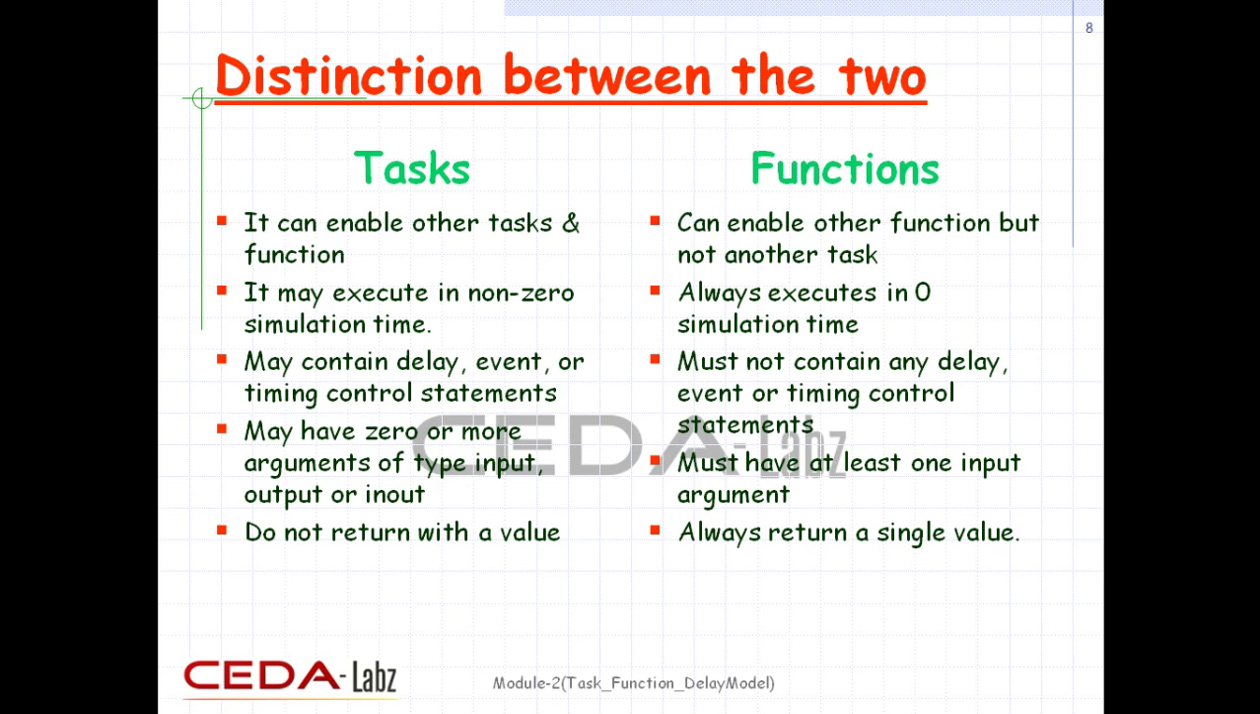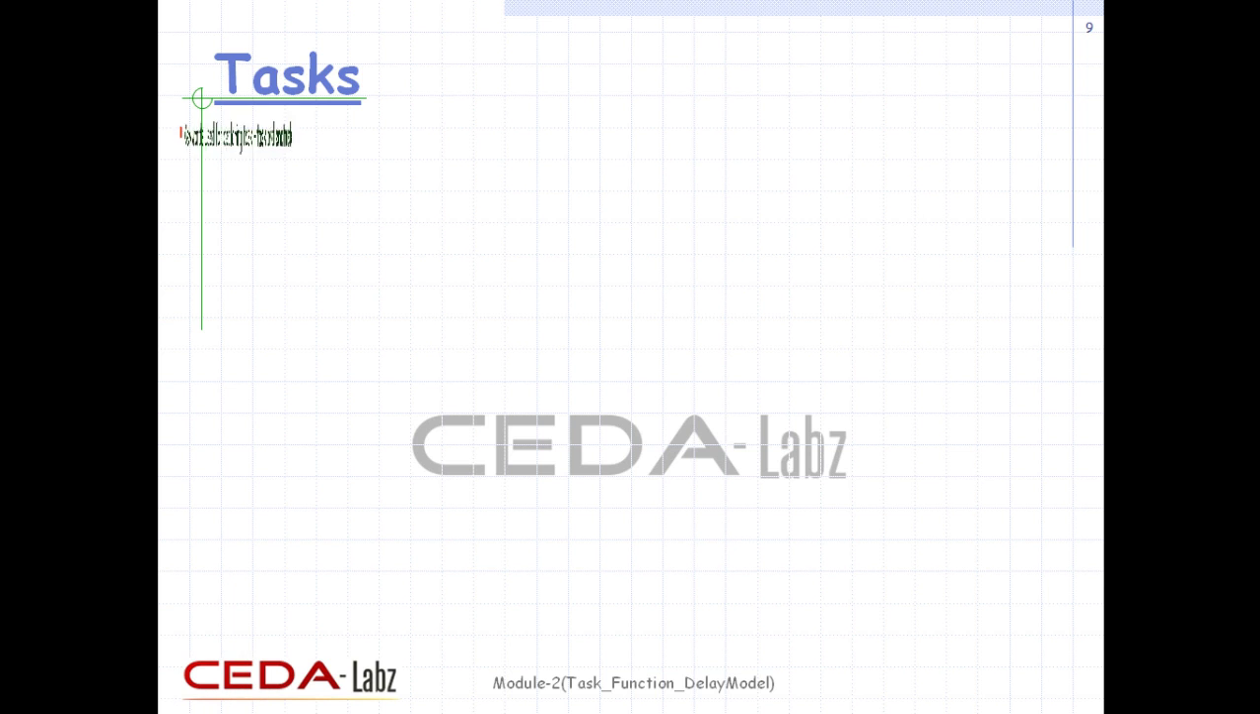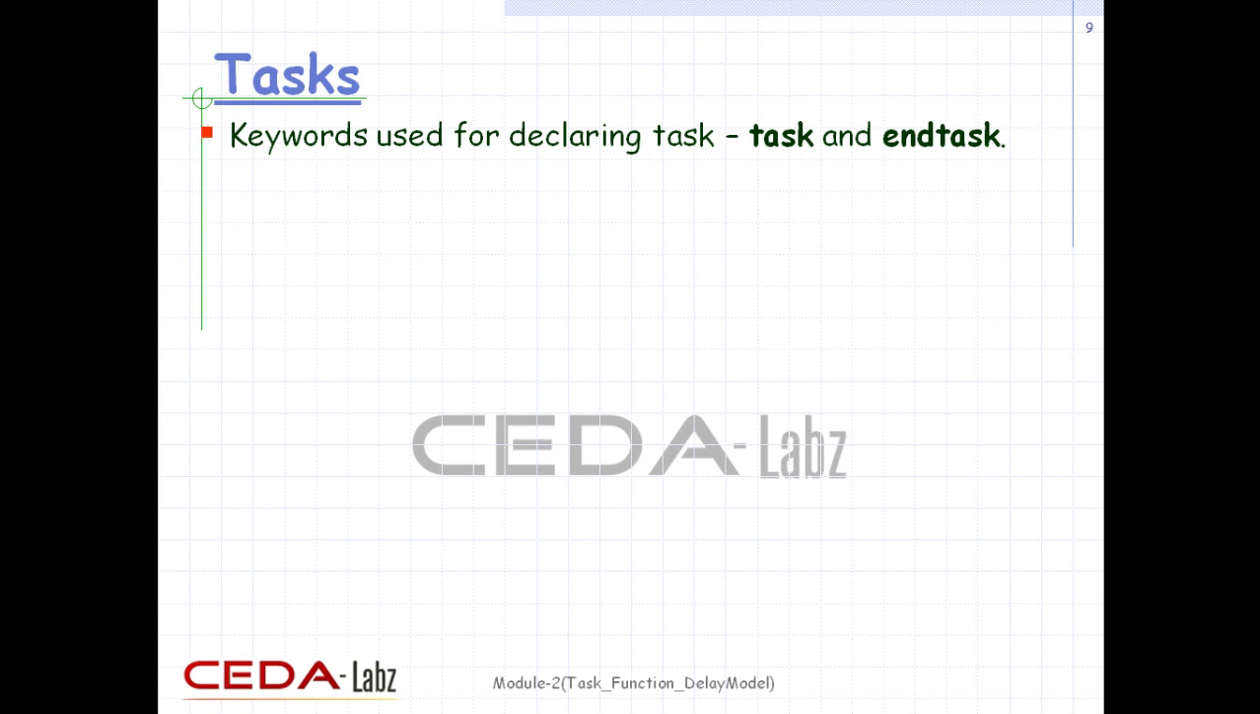Tasks can have input, output, and inout arguments. Functions can have only input arguments. In addition, they can have local variables, registers, time variables, integers, real, or events. Tasks or functions cannot have wires. Tasks and functions contain behavioral statements only. Tasks and functions do not contain always or initial statements, but are called from always blocks, initial blocks, or other tasks and functions. Tasks are declared with the keywords task and endtask.